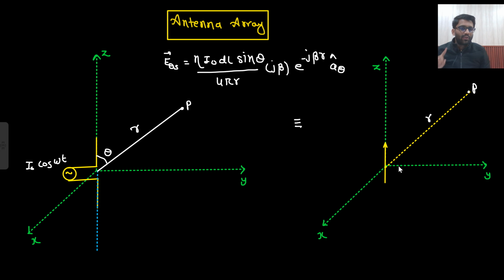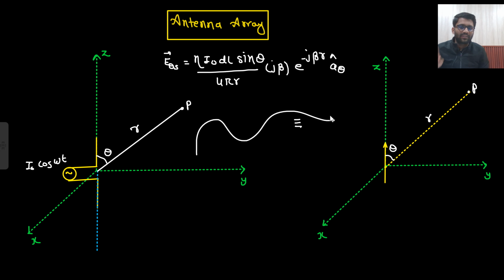So what you need to measure is the angle between the arms of antenna and the AR cap. This is your AR cap, this is the arm of antenna. So this angle I need to measure. That's it. This is my theta angle, and the same expression I can write.